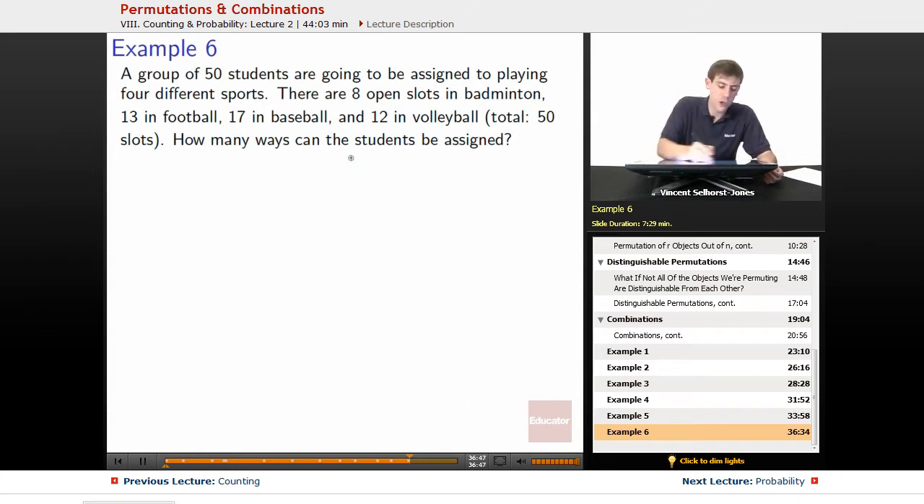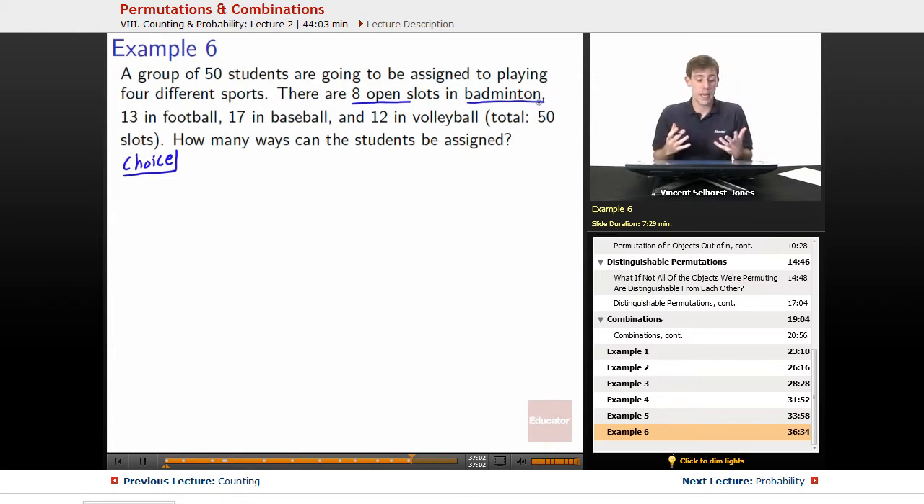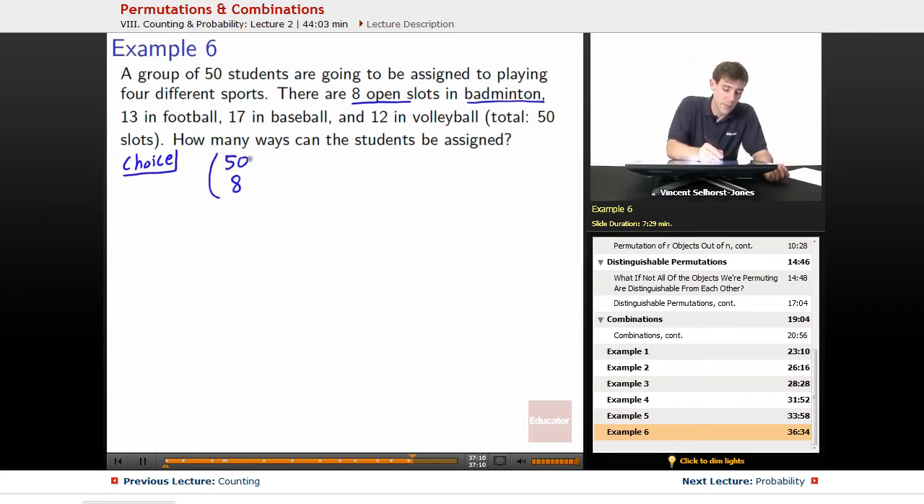The first way we're going to look at it is through the idea of choice. We're going to make different choices to begin with. So we start off, and let's work on badminton first. We have 8 open slots for badminton. So what we're looking at is how many ways there are to choose 8 players for the badminton group. So if we've got 50 students we're choosing from, 50 choose 8 is all the ways we can choose our badminton group.